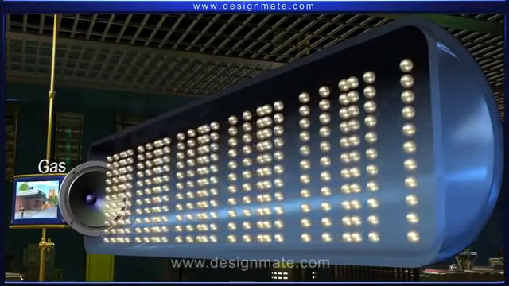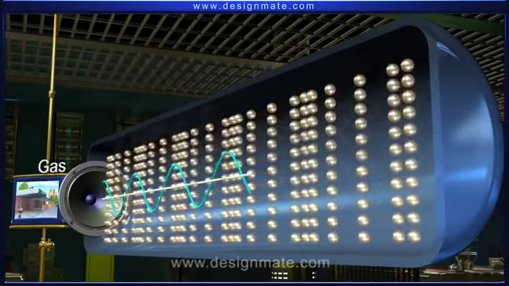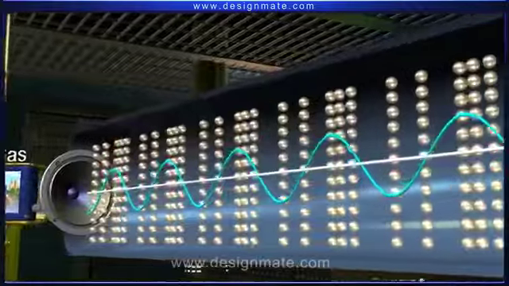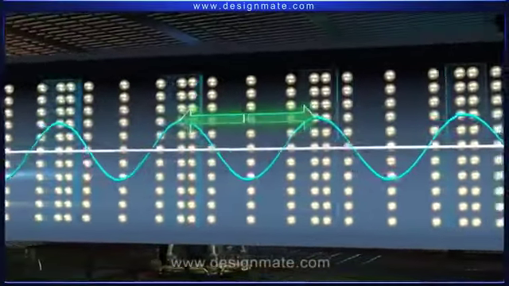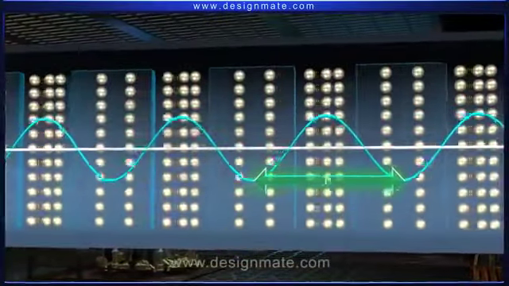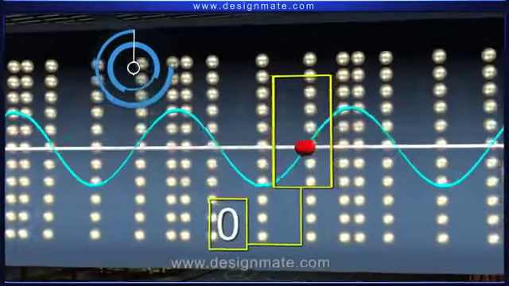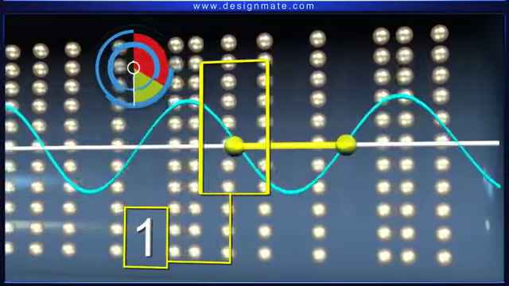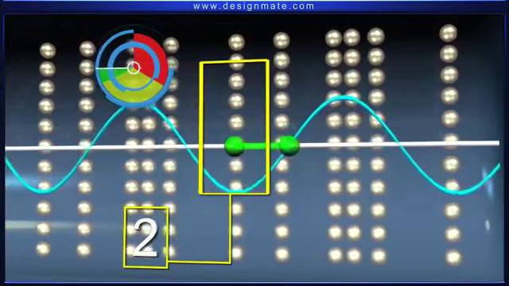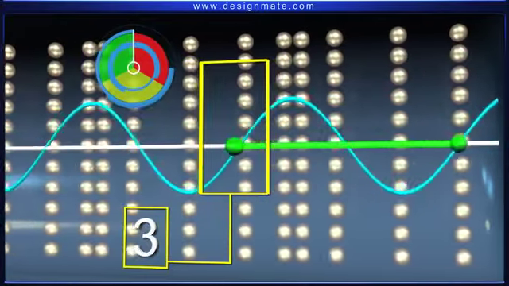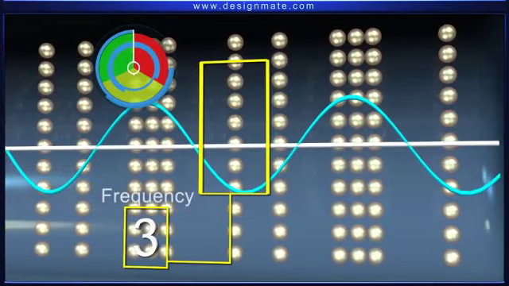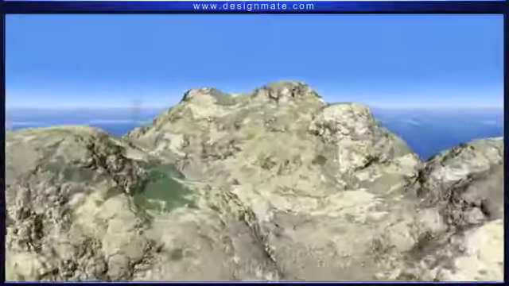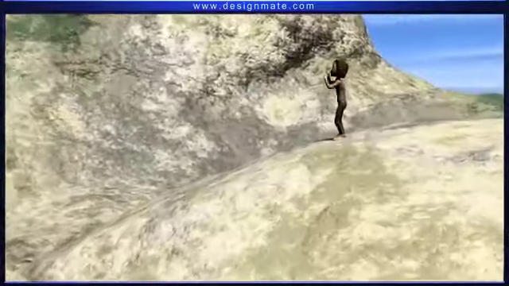The vibration of particles produces waves. Wavelength is the distance between two consecutive compressions or rarefactions. The number of waves passing through a point in a second is called frequency, and it is measured in hertz. Sound waves travel in all directions.